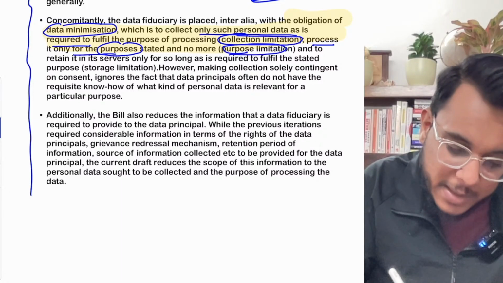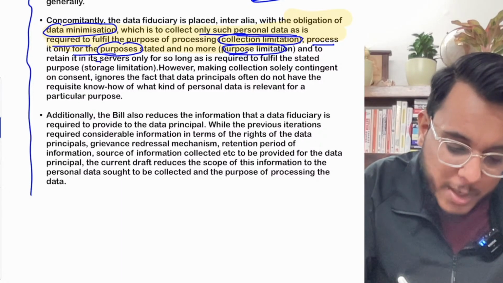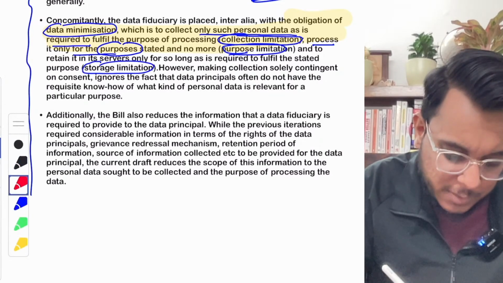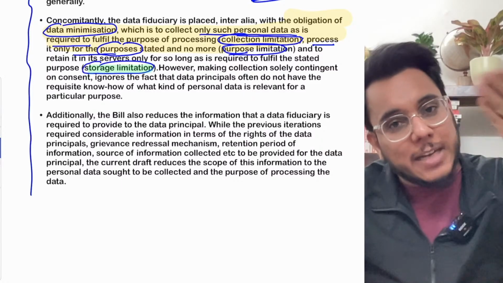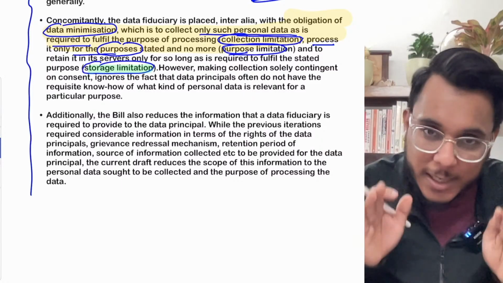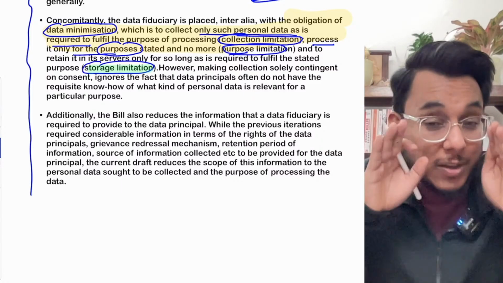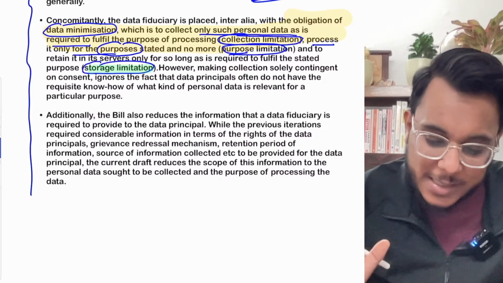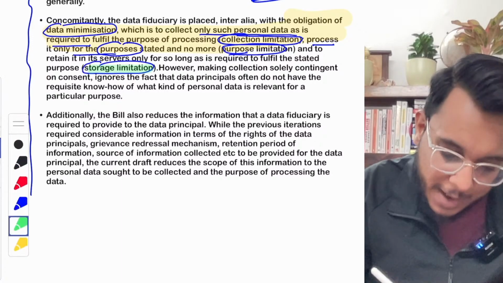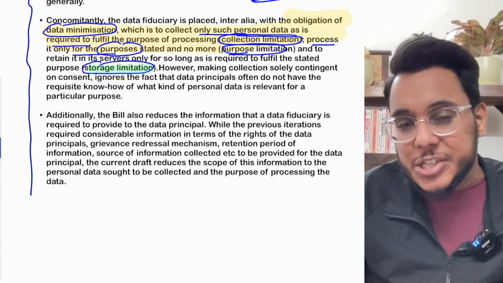Then it has been provided that the data is to be stored in the servers only for the time when it is needed. It cannot be the case that you have stored the data in perpetuity. Fine, you need to store the data, just store it for the time for which it was asked. So storage limitation is there. All these things were there, but guys, at the same time there are some limitations that have come in this particular bill.